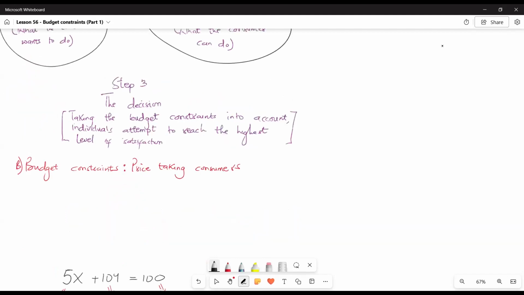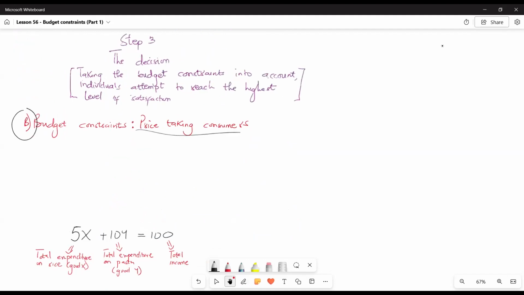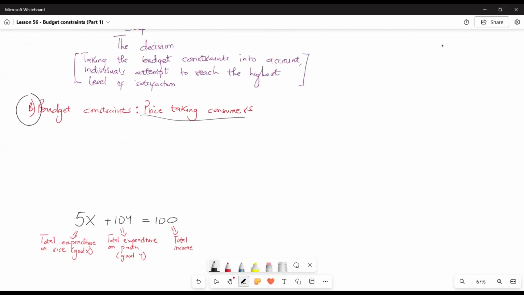So in looking at the budget constraint, we are going to start with price taking consumers. So let's go back to our example of a consumer named Ella. And this consumer consumes rice and pasta. Now let's assume that Ella earns £100 a week, which she spends on only these two goods, rice and pasta.